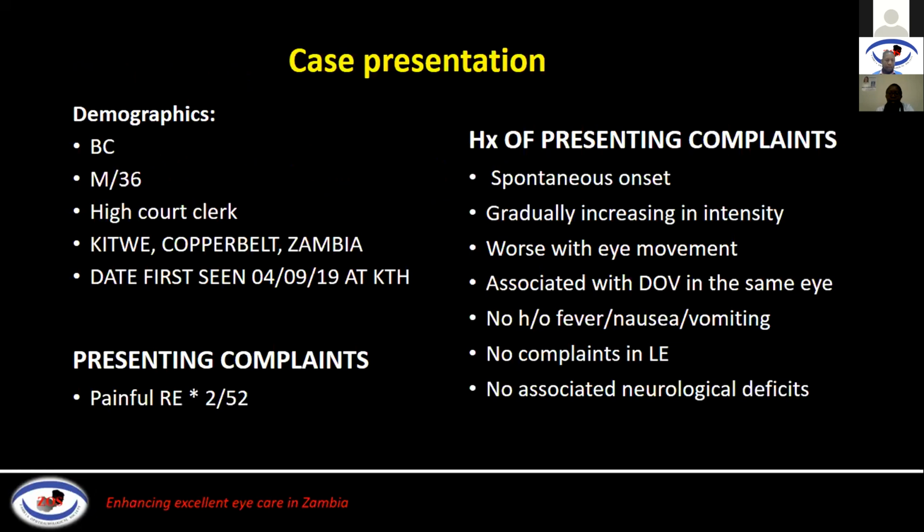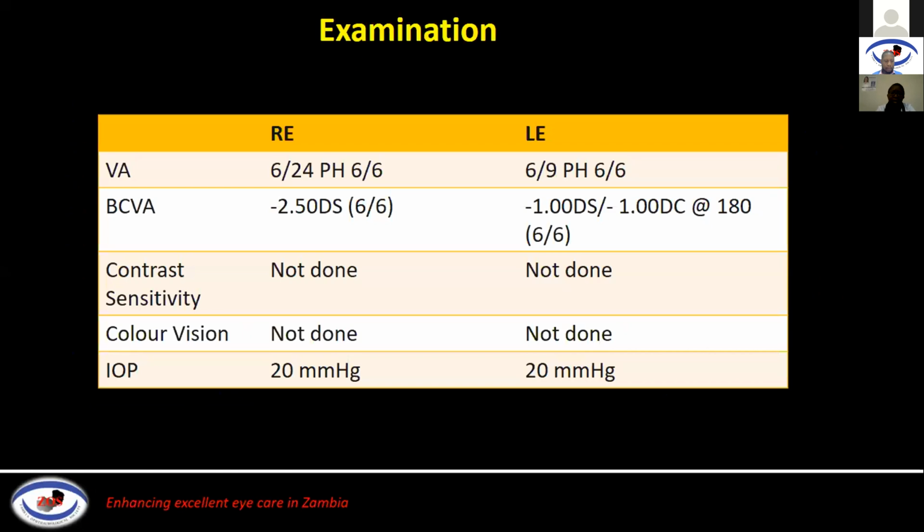He had no associated history of fever, nausea, vomiting, or neurological deficits, and he had no complaints in the other eye. On examination, in the right eye, his visual acuity was 6/24, and after refraction, his best corrected visual acuity came to 6/6 with a sphere of 2.4 diopters. In the left eye, his vision was 6/9, and with a refraction of -1 diopter sphere and a cylinder of -1, his vision came to 6/6. Contrast sensitivity and color vision was not done, but the intraocular pressure in both eyes was 20.